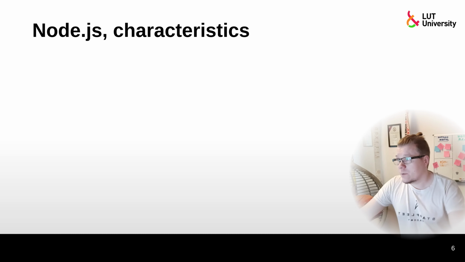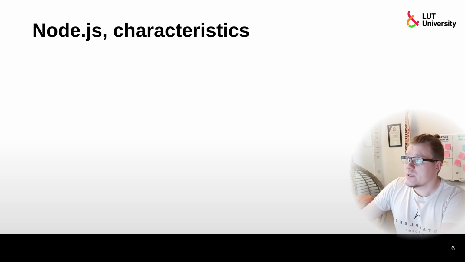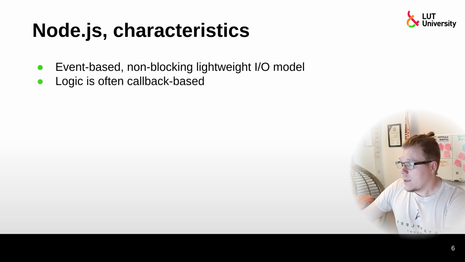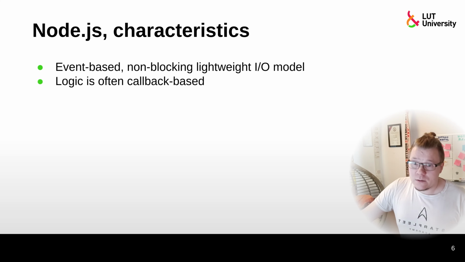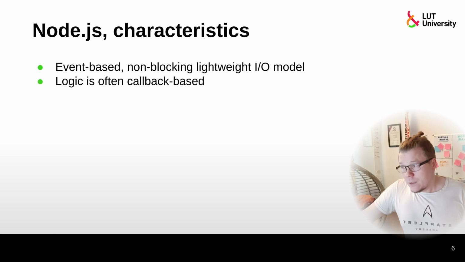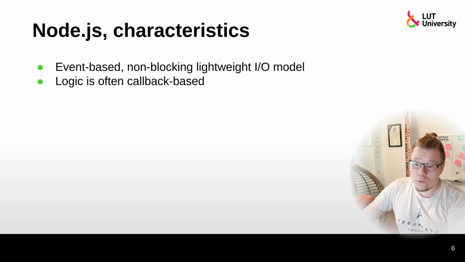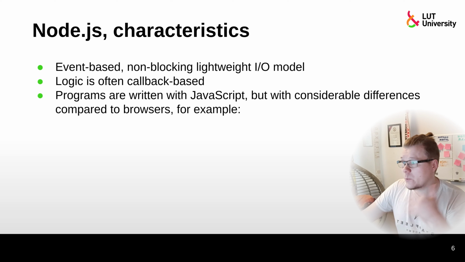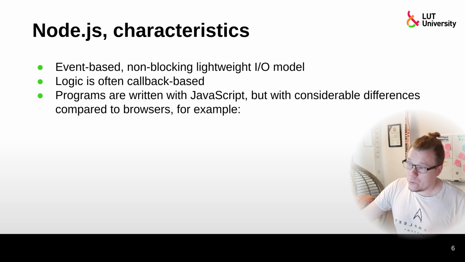So then a few more words about Node.js characteristics. So it's an event-based, non-blocking, lightweight input-output model. And its logic is often callback-based. This is very much the JavaScript way. We have learned that JavaScript is not blocking the code. You still continue to code forward even if there are some function calls. So you need to have those callbacks. So programs are written with JavaScript, or you can of course use TypeScript, which is then transpiled to JavaScript.